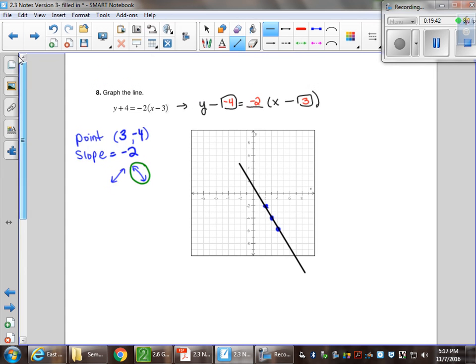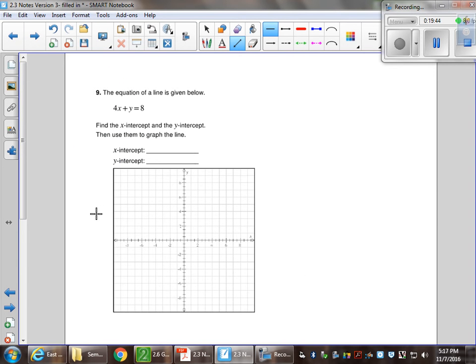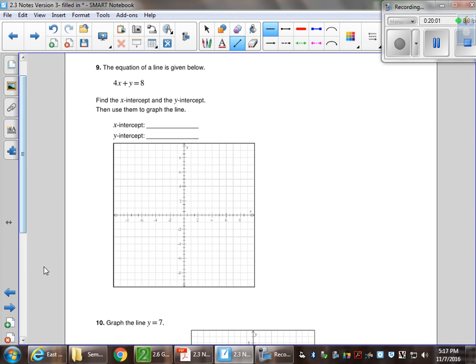Okay, that's it for number 8. Number 9. The equation of a line is given as 4x plus y equals 8. Now, this looks a lot like number 1, but notice, instead of being asked for my slope and my y-intercept, I'm being asked for the x-intercept and the y-intercept. How do we figure this out?